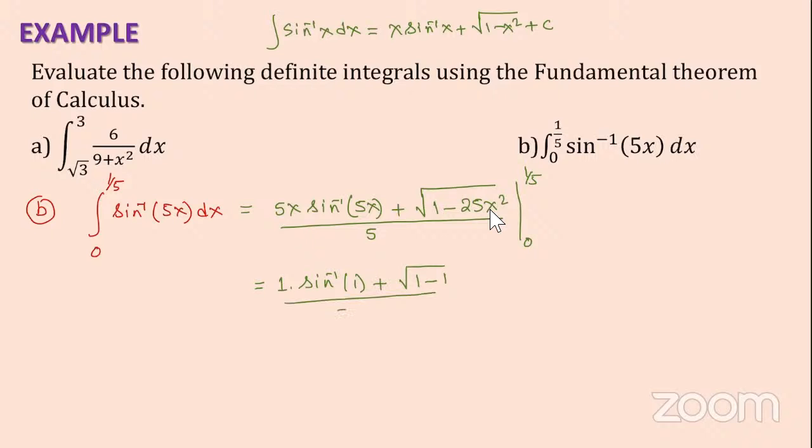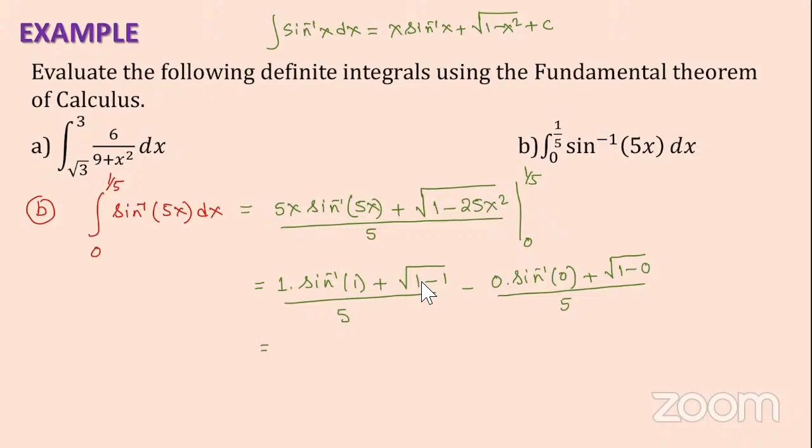divided by 5. Then minus, we'll plug in 0, the lower limit. So 5 times 0 is 0, times sine inverse 0. 5 times 0 is 0. Then plus the square root of 1 minus 25 times 0 squared, that is 0, divided by 5.